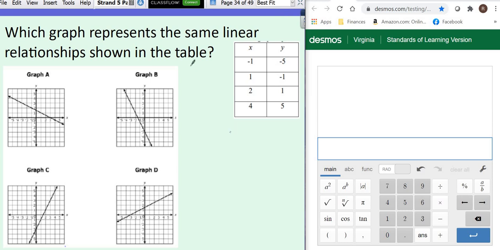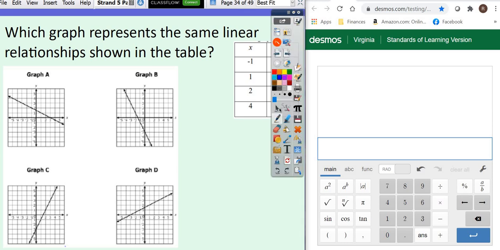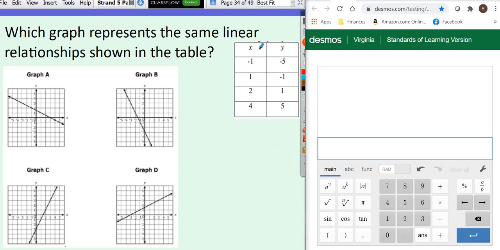Which graph represents the same linear relationship shown in this table? Well, the first thing I would do if I was given graphs in a table is I would plot the points. -1, -5. So I'm going to go -1, -5. There is no way that's it. Let's see if this one works. Yep, that's got a -1, -5. Let's see if this one does. Nope. And let's see if this one does. Nope. Well, that made it easy. It's going to be graph C, but let's try them all.